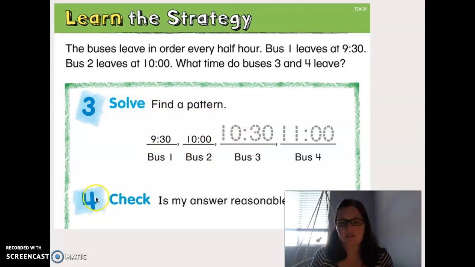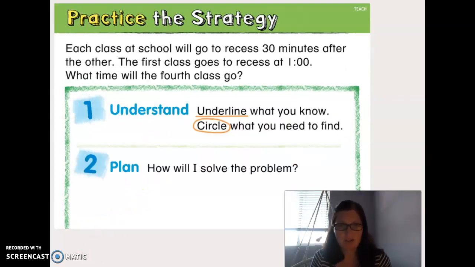Found the information, plan it out, and then we found the pattern. One left at 9:30, 10, 10:30, and 11. Does that make sense? We need to check to make sure that that would make sense. Every half an hour I see the pattern. 30 minutes, o'clock. 30 minutes, o'clock. 9, 10, 10, 11. So our pattern makes sense, so it works. We always want to double check that it makes sense.